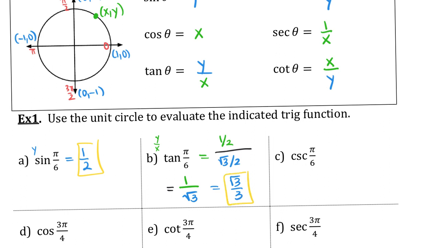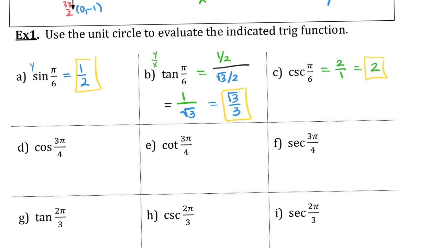Okay, now what's cosecant of pi over 6? Cosecant is the reciprocal of the sine. Since I happen to know the sine is 1/2, I can flip it to get the cosecant. So instead of 1 over 2, this is going to be 2 over 1, which is 2. Or I could look at the y-coordinate and flip the y-coordinate.